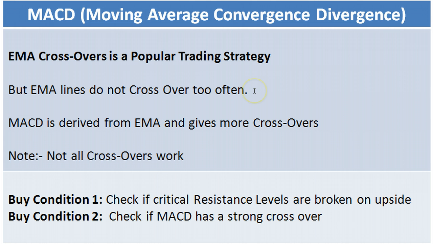So like I said, the EMA lines do not cross over too often. I'll show you examples of that later in this video. So MACD is a derived indicator from EMA. It just gives more crossovers than EMA gives you, so it gives you more indications on buy and sell signals.